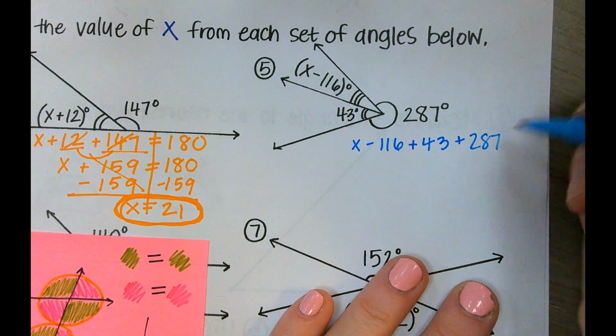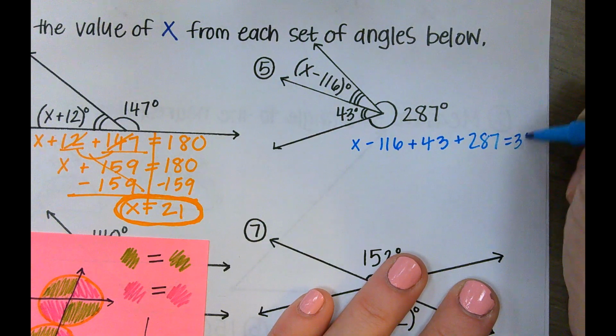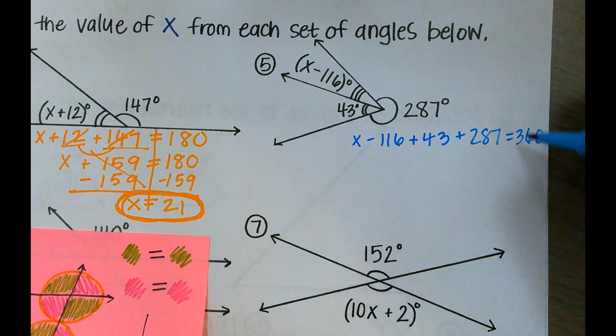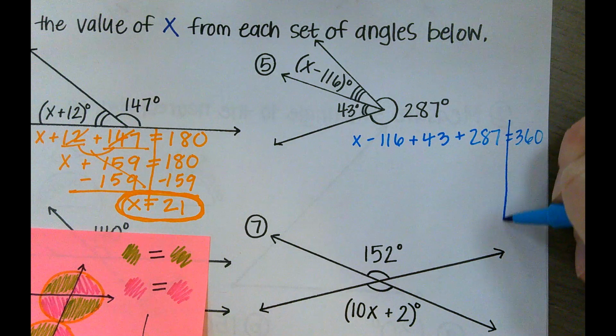287 equals 360. Perfect. Okay, now on this one, we want to be very careful. We want to be very careful when we combine like terms.